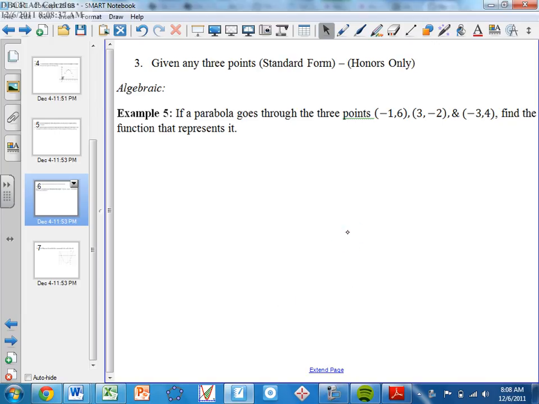The continuation of 25 today is in standard form. Again, yesterday we did intercept form and we did vertex form. Today we're going to look at standard form.